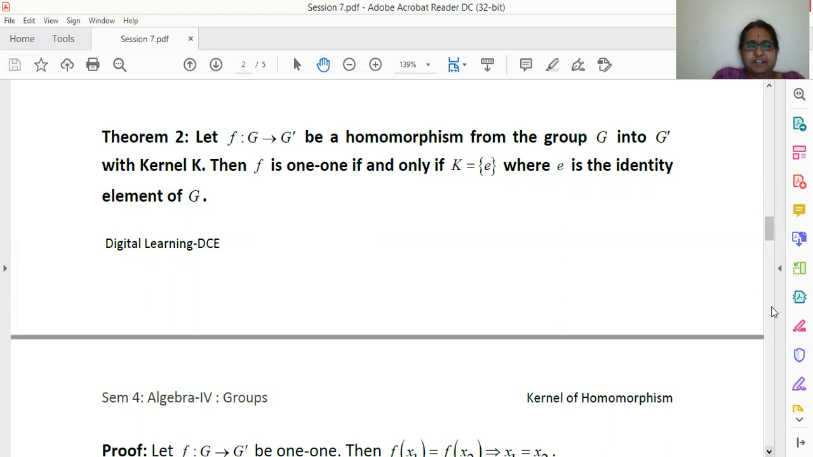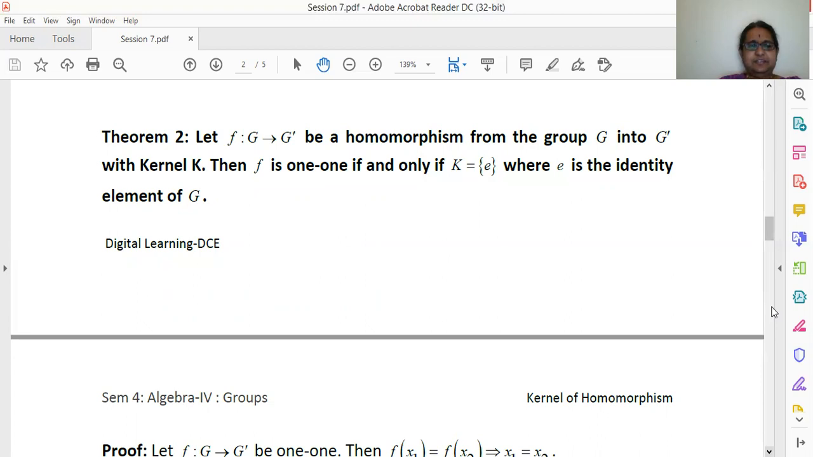So if f is 1 to 1, by assuming that f is 1 to 1, we have to show that this kernel K consists of only the identity element e. Conversely, suppose this K consists of the identity element e, we have to show that f is 1 to 1. So basically, this f is a homomorphism.